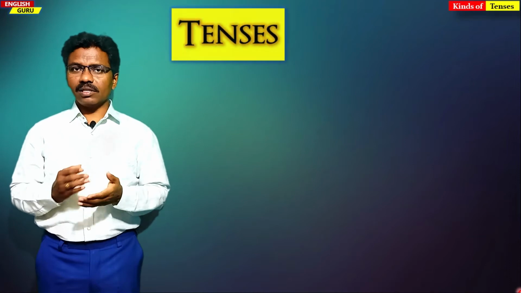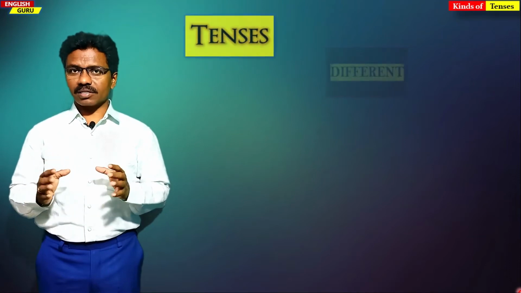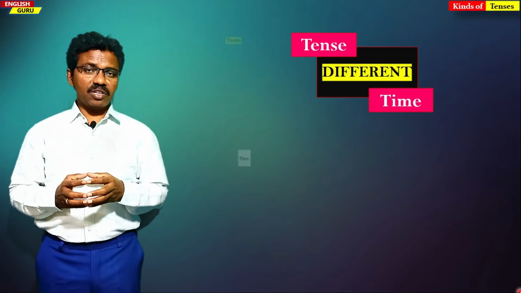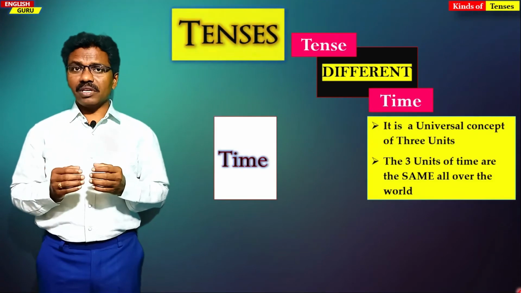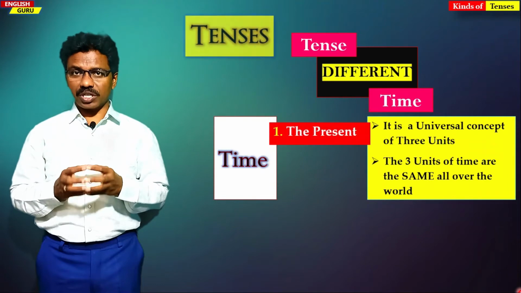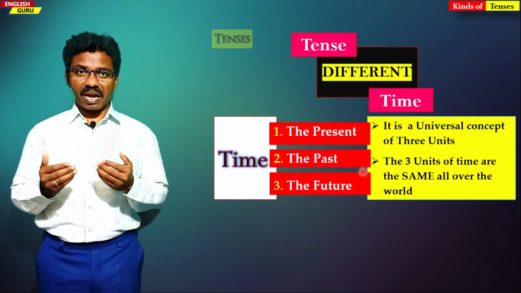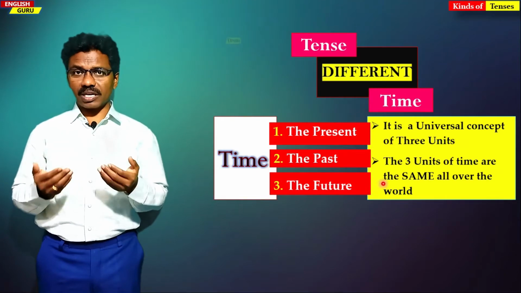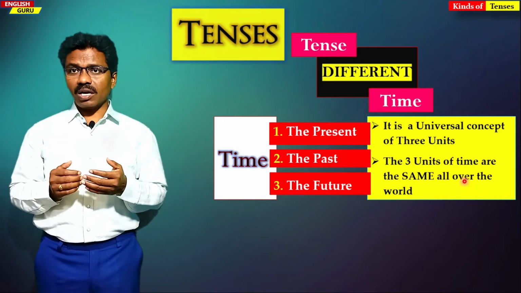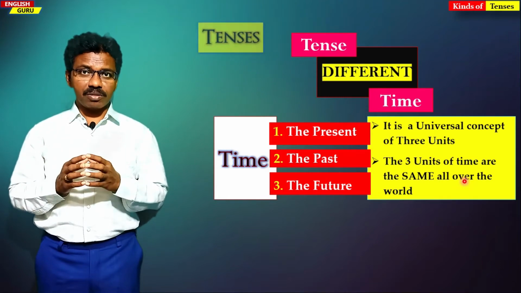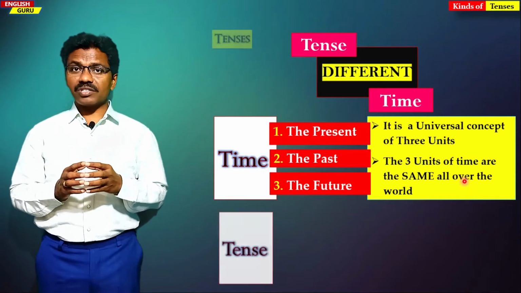Welcome back. In English, we have to understand the time and tense. Tense and time are different. They are not same. For example, if you take time, time is a universal concept of 3 units. Like unit 1 is the present time, number 2 the past time, and number 3 the future time. These 3 units are very common all over the world, and it is not changeable. It's common and we cannot change them.